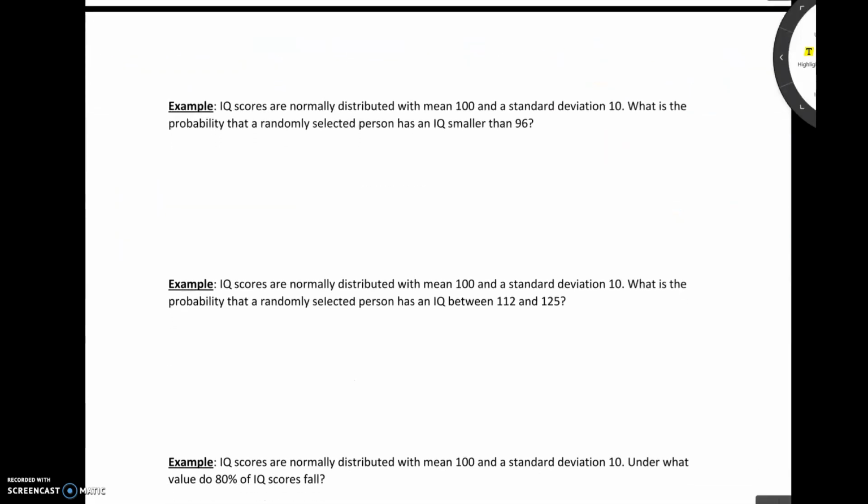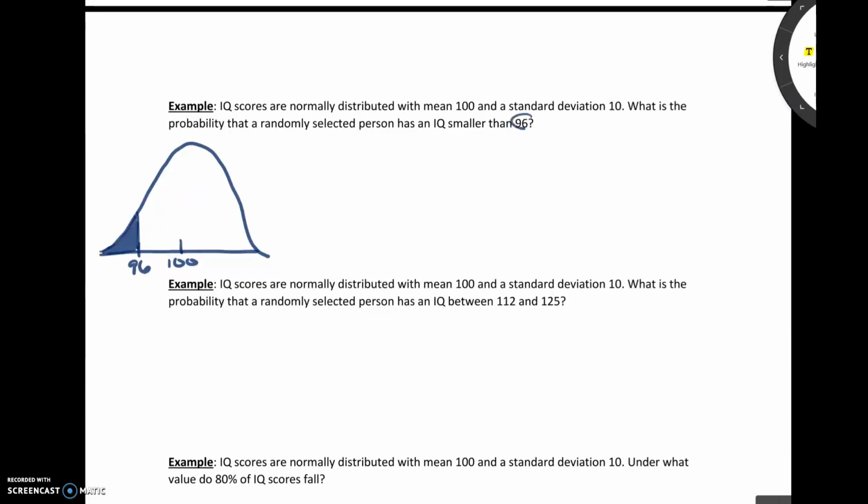IQ scores are normally distributed with mean 100 and standard deviation of 10. What is the probability that a randomly selected person has an IQ smaller than 96? All right, so again, we're going to draw our picture. This normal is centered at 100, and we're interested in the value of 96, which is to the left of 100, and we want to know the probability of less than 96. So this is the area we want.